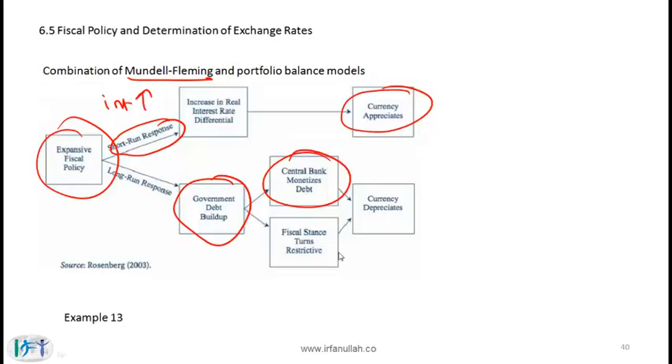The other way of looking at it is that outsiders looking at the relatively high deficit will conclude that the government will eventually need to change its fiscal policy and move into a more restrictive stance. That restrictive stance is going to decrease the interest rates, which in turn will cause the currency to depreciate or lose value. So these are the core points. Now what you need to do is example 13, which essentially tests you on the points that we just talked about.